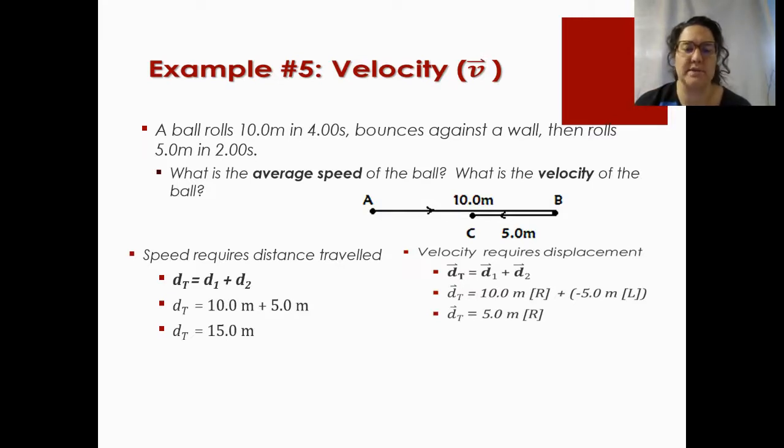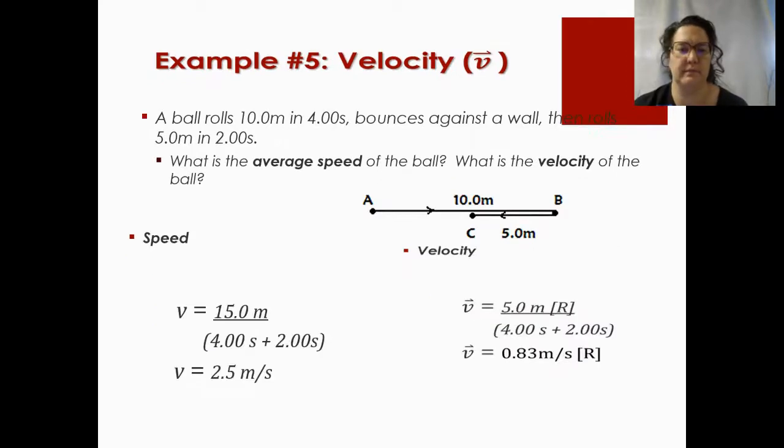So velocity requires displacement, and speed requires distance. So if we do the speed first, it traveled an original 10 meters, then 5 meters, for a total distance traveled of 15 meters. But for displacement, we have 10 meters in a positive direction, 5 meters in a negative direction, so a total displacement of 5 meters. And so you can tell this is greatly going to change the velocity and speed of the ball.